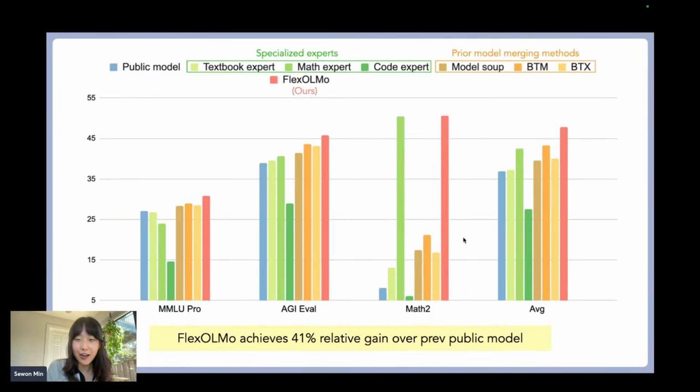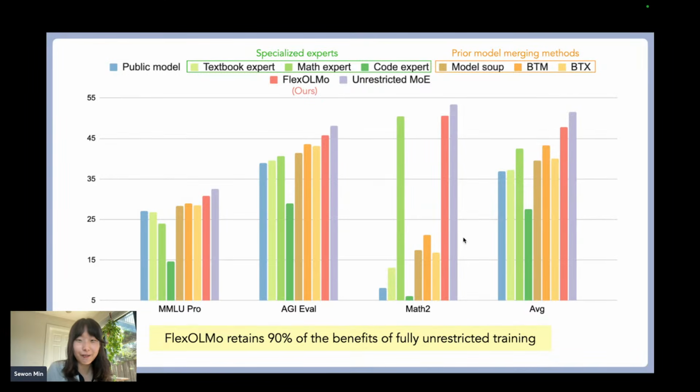Cool. The last result that I wanted to present, which was personally more exciting, is that we also compare with unrestricted mixture of experts. This is a mixture of experts that is upcycled from the public model, but then is trained jointly end-to-end over a union of all data sets. So we can think of it as an upper bound model.